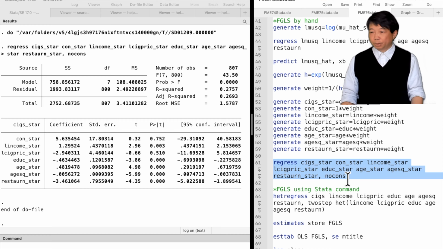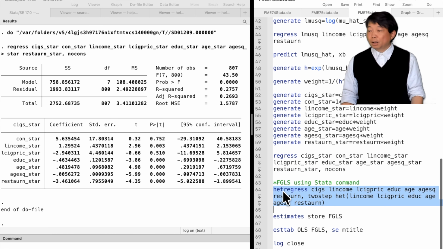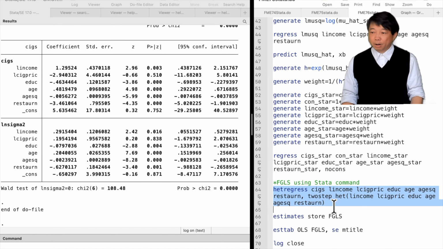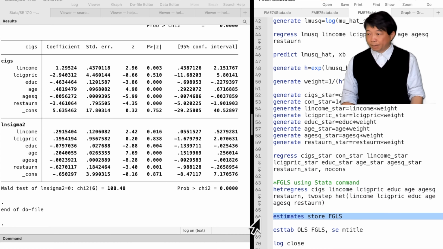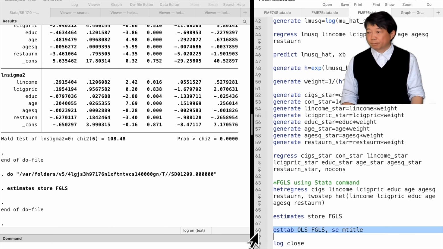In addition to computing the FGLS estimates by hand, Stata provides a command that can estimate the heteroskedastic model by feasible GLS. We replace the regress command with the hetregress command. We use the option twostep and place all explanatory variables in one parenthesis of the het option. It gives the same estimates as we do by hand.